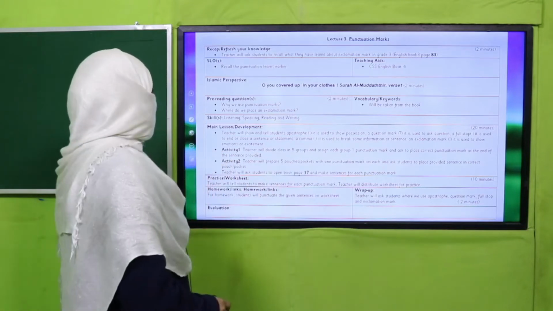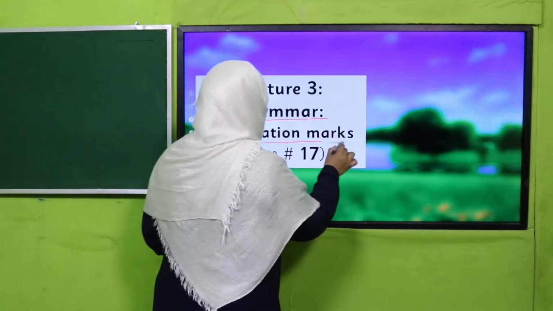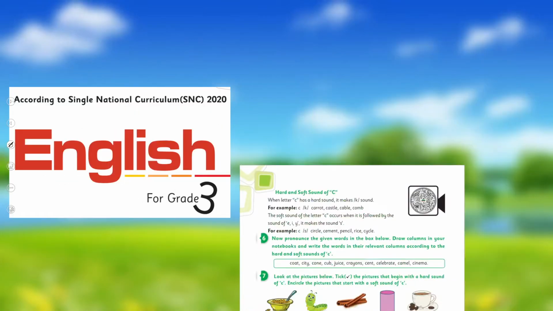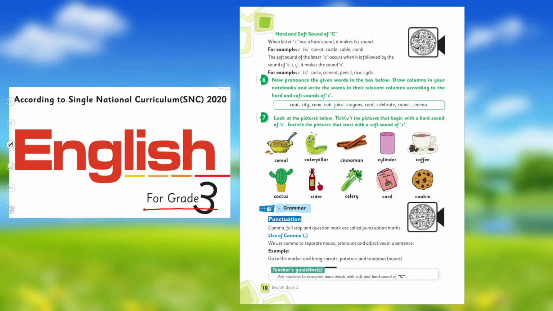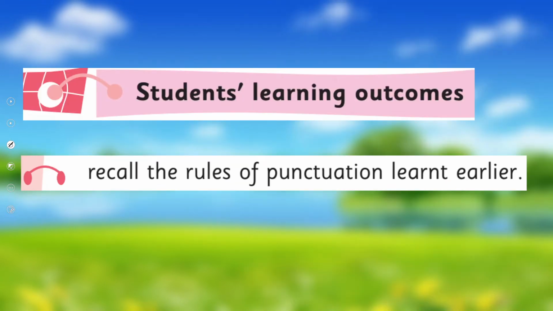Yes, my dear students. Today, under the title of grammar, we'll learn about punctuation marks and we'll cover page number 17 of your book. Before this, in English for grade 3, I have already taught you about punctuation marks. I hope you remember. If not, you may watch these videos again. These QR codes are given. So we are going to learn further to recall the rules of punctuation learned earlier.